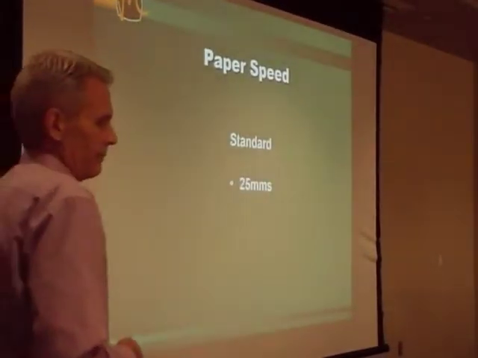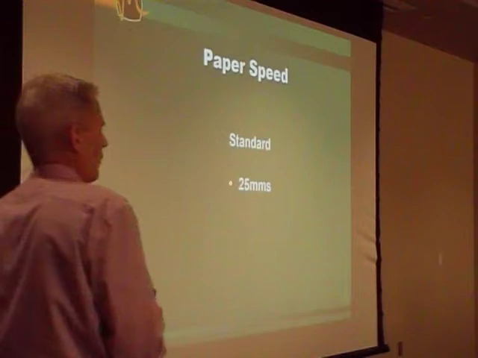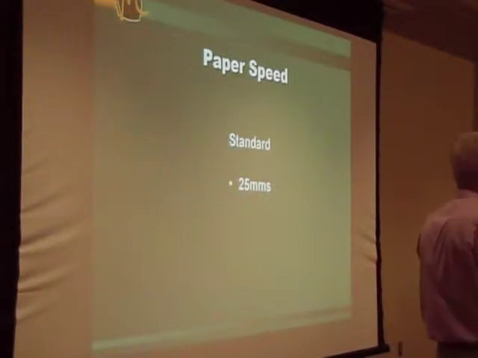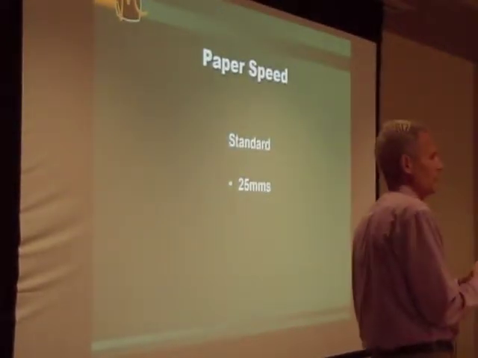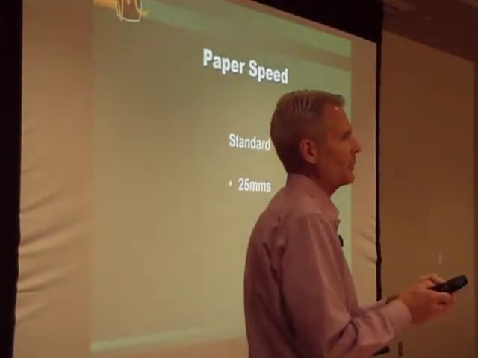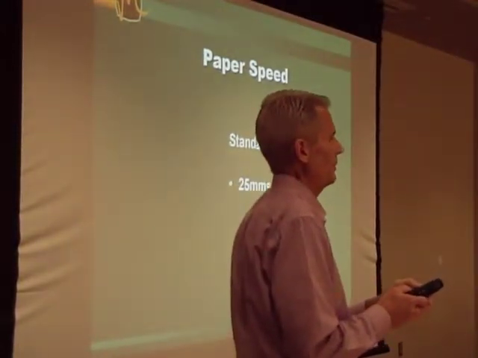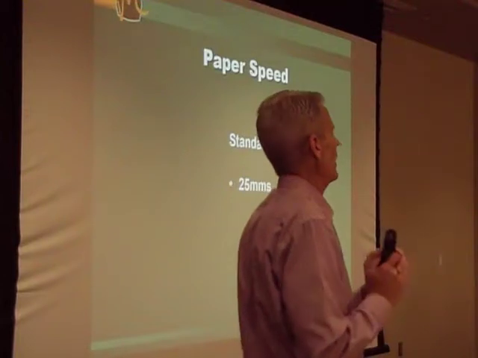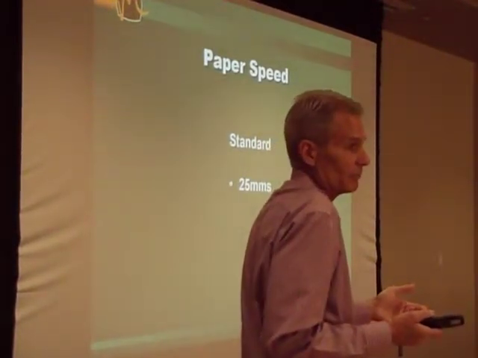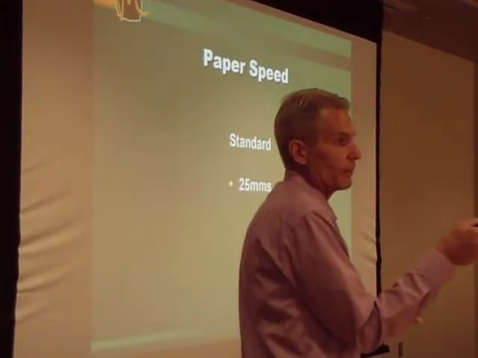Paper speed. In other words, once you hit the 12-lead button, the way that comes spitting out, it's at 25 millimeters per second. You have the ability in most devices to change that. You could actually speed up the paper to 50 millimeters per second. Why in the heck would I want to do that? Is there a reason?